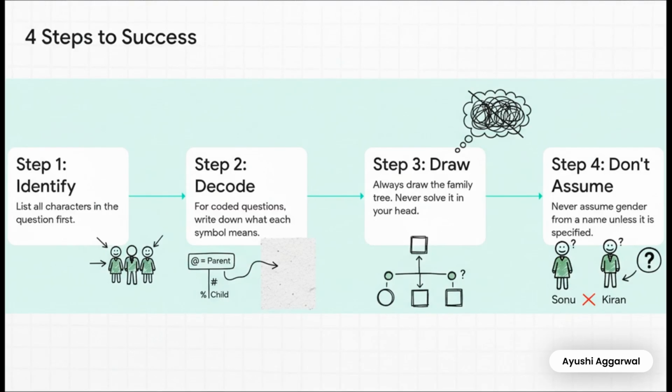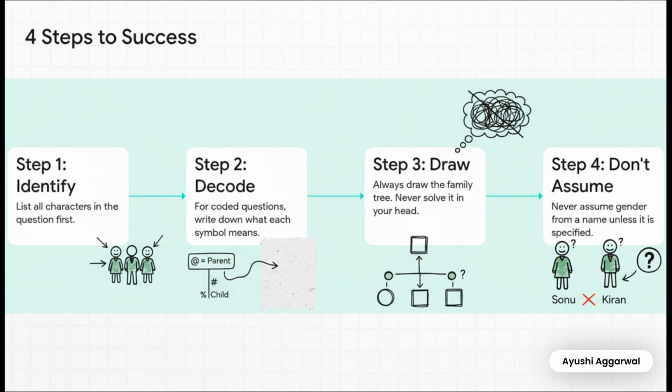1. The moment you read the question, quickly identify all the characters. 2. For coded questions, immediately write down what each symbol means on your rough sheet so you don't have to keep looking back. 3. This is the golden rule, you guys. Always draw the family tree. Never, ever try to solve it in your head. It's just not worth the risk.